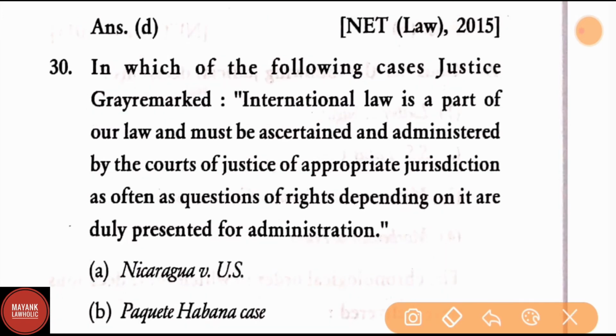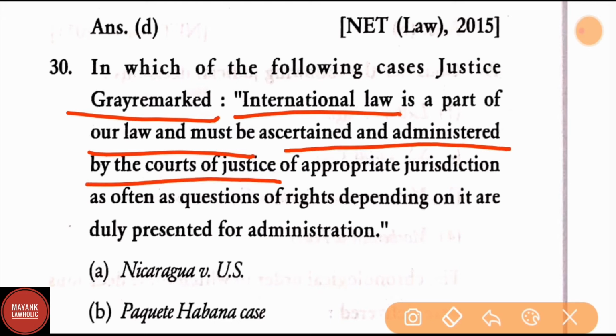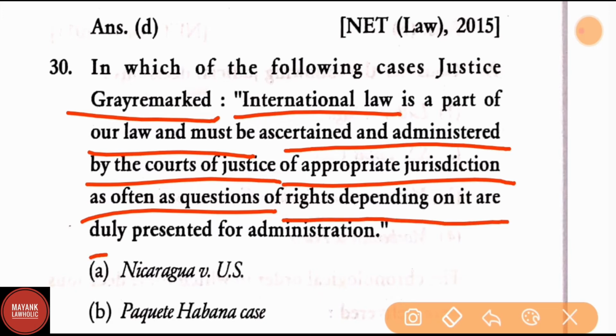Question number 30. In which of the following cases did Justice Gray remark, international law is a part of our law and must be ascertained and administered by the courts of justice of appropriate jurisdiction as often as questions of rights depending on it are duly presented for determination? It was held in the Paquete Habana case.